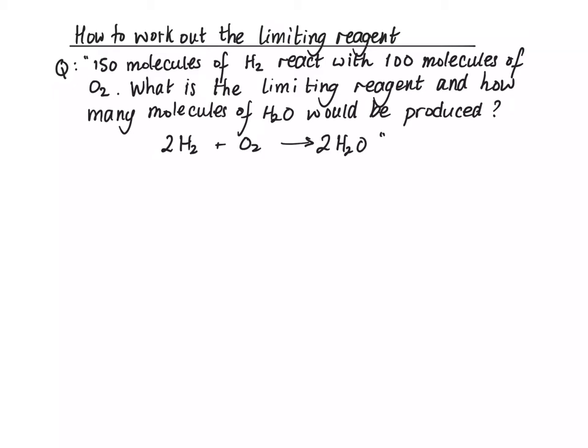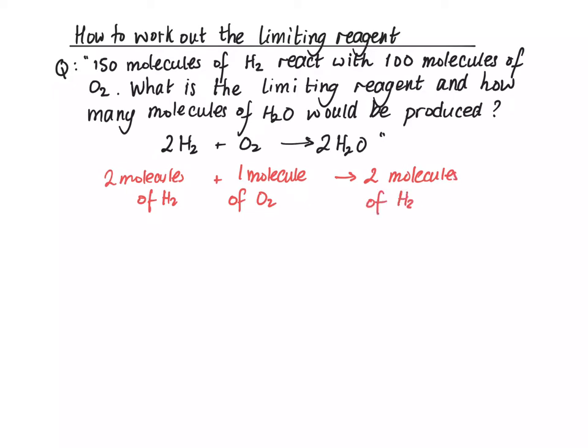So if we look at the numbers in the equation, i.e. that one and that one, what it tells us is that 2 molecules of hydrogen react with 1 molecule of oxygen, and then we get from that 2 molecules of water. However, the question doesn't give us 2 molecules of hydrogen and 1 molecule of oxygen. It gives us 150 molecules of hydrogen and it gives us 100 molecules of oxygen.